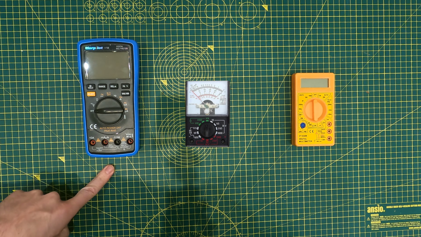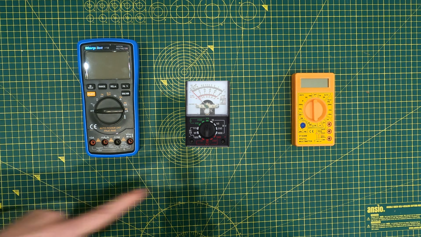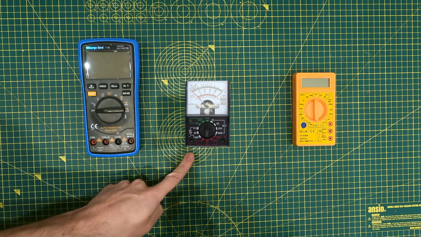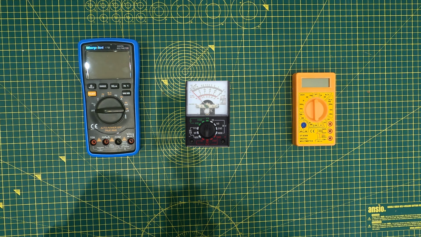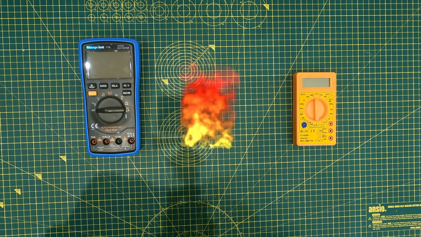So on the left here we've got the auto ranging multimeter, in the middle we've got the analog multimeter, and on the far right here we've got the manual ranging multimeter. Now the analog multimeter, the one in the middle here, barely gets used anymore. To be honest, they kind of suck. They're obsolete, they're outdated, and there's far better options on the market now. For that reason, let's burn that one off and take a look at the other two.